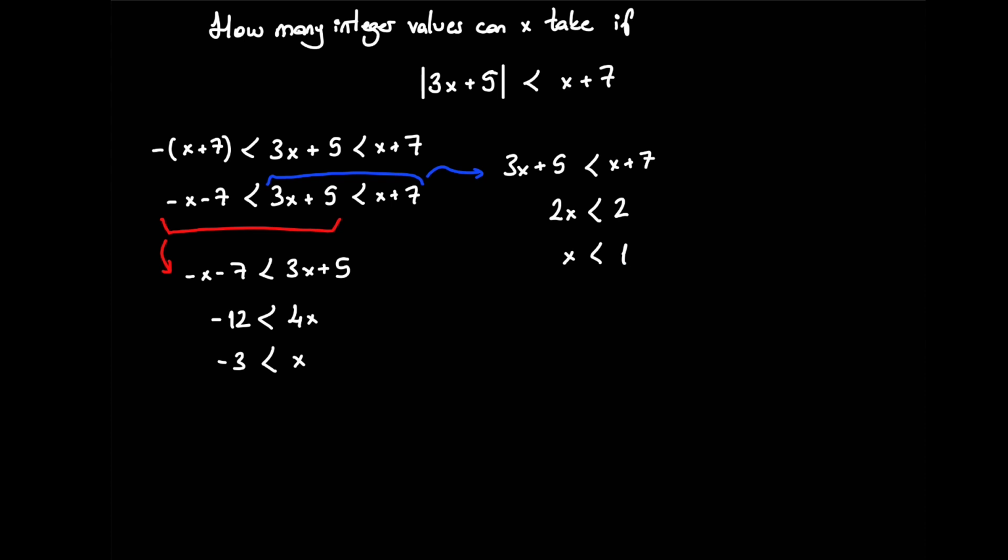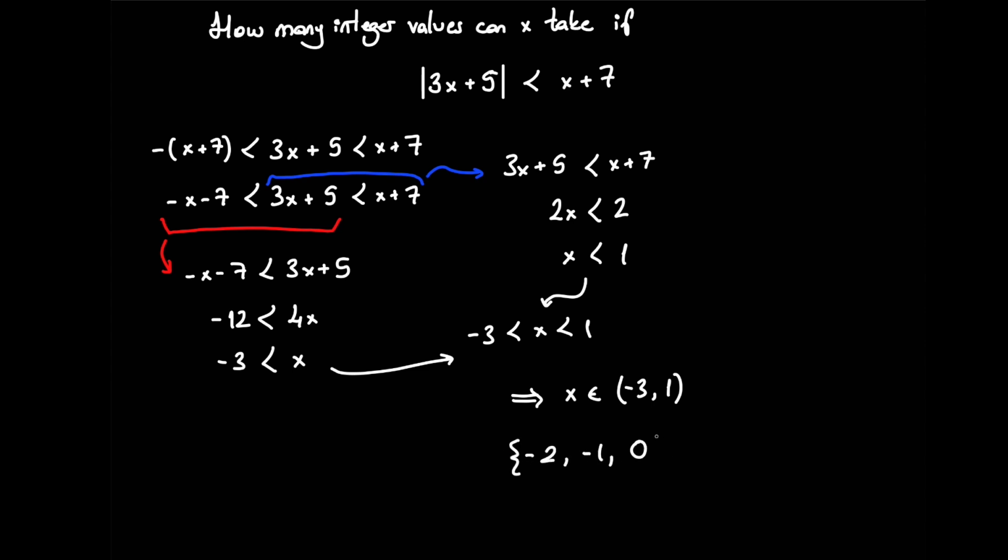So x must satisfy both of these cases. Therefore, I can write minus 3 is less than x, that comes from here, and x lower than 1, that comes from here. So the solution interval of our question is x can be any value from minus 3 up to 1. So the integer values x can take are minus 2, minus 1, and 0. So there are 3 integers, which means that the answer of our question is 3.